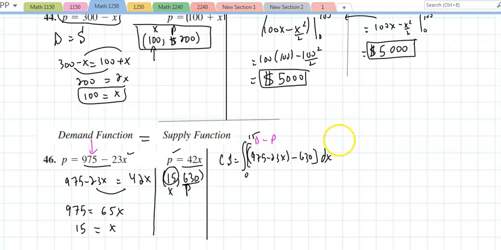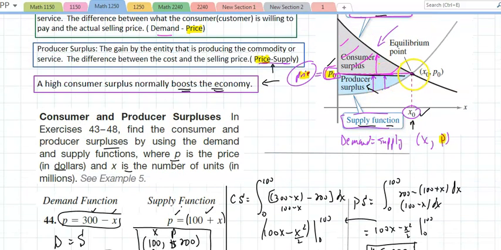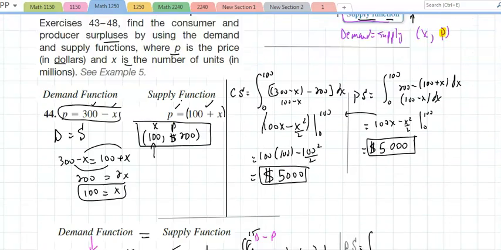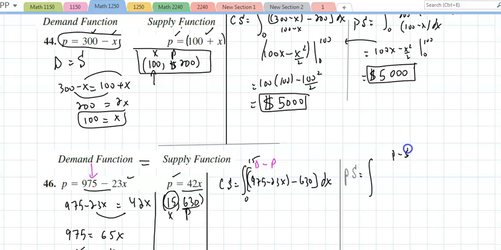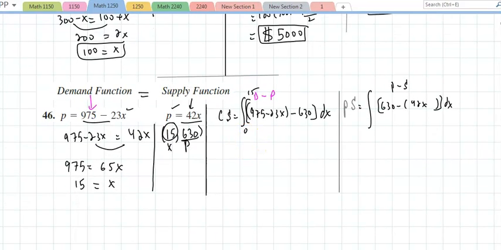And I'm going to set up the producer surplus. And remember, the producer surplus is the difference between how much they are paying to make the commodity and how much they are selling it for. But if I look at the graph, the top line is the price minus the supply. Well, the price is $630 and the supply is right there, 42x dx. If I find these areas, I'm in good shape. That is the integral from 0 to 15.